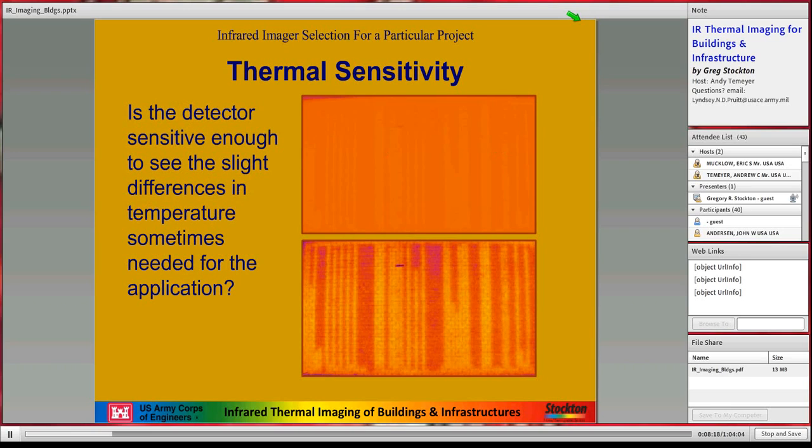The sensitivity has to be good enough for whatever application you're looking at. This is looking at concrete inside of a block wall. And on the bottom, I can clearly see it. On the top, it's too fuzzy. I can't really make any judgment.